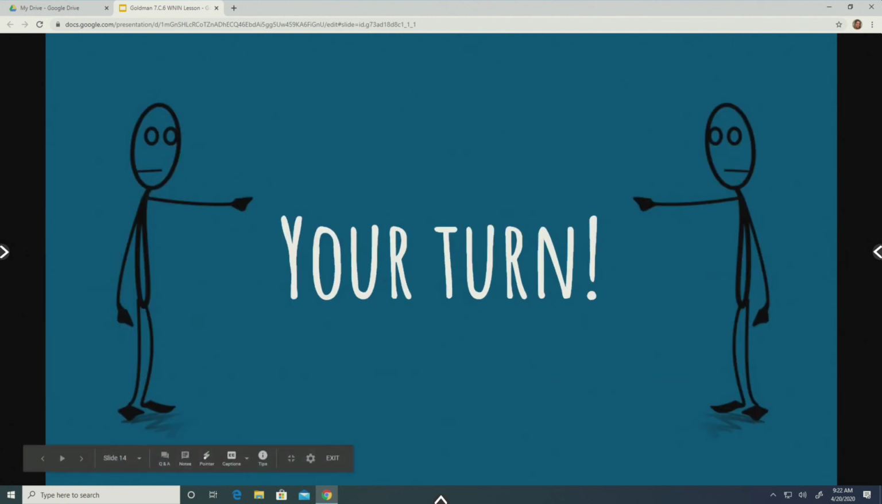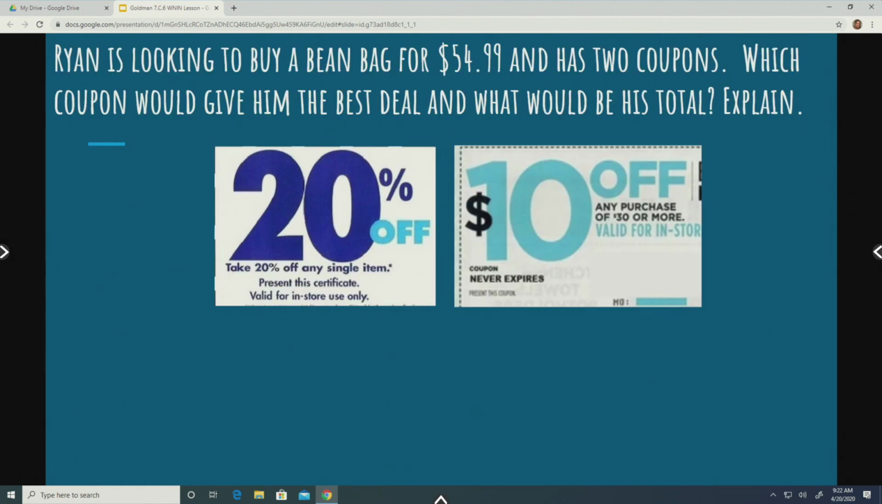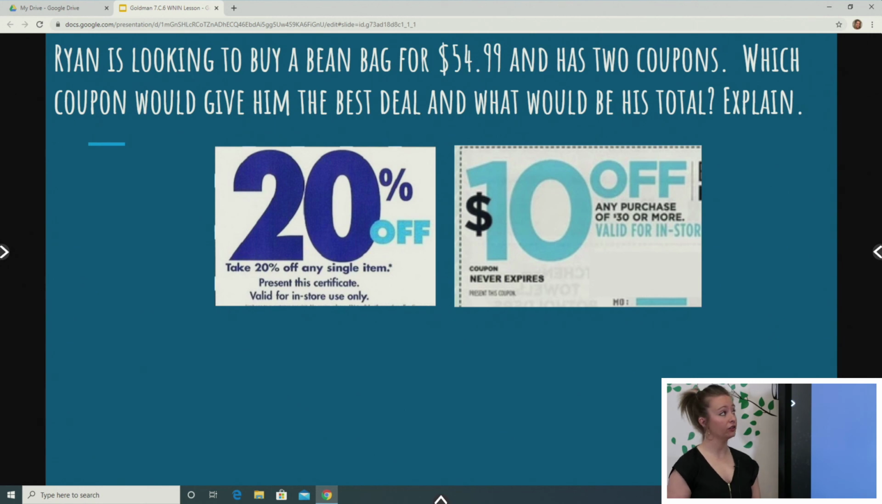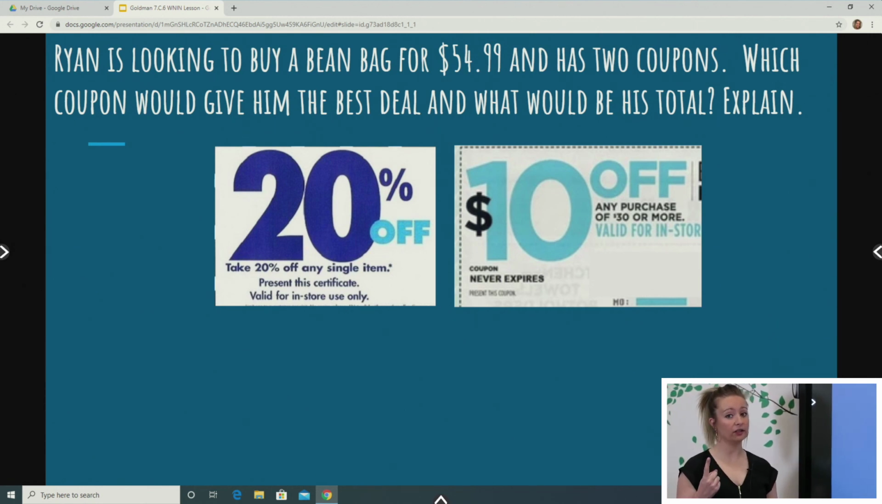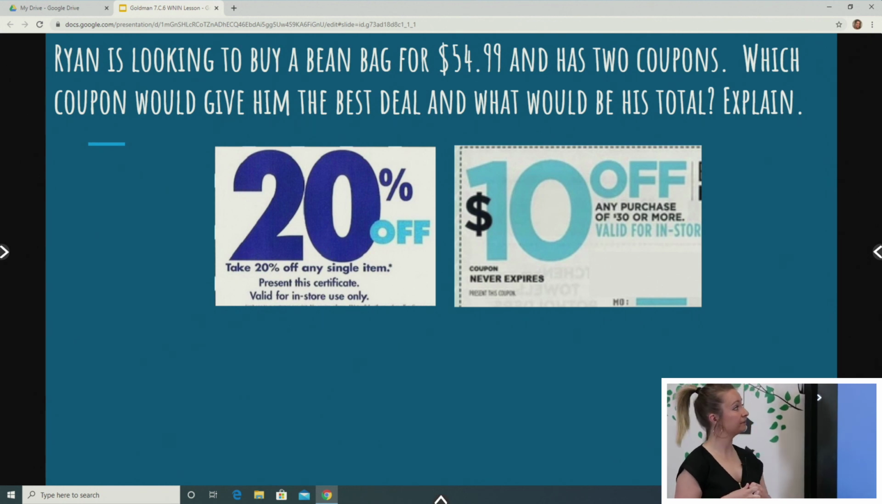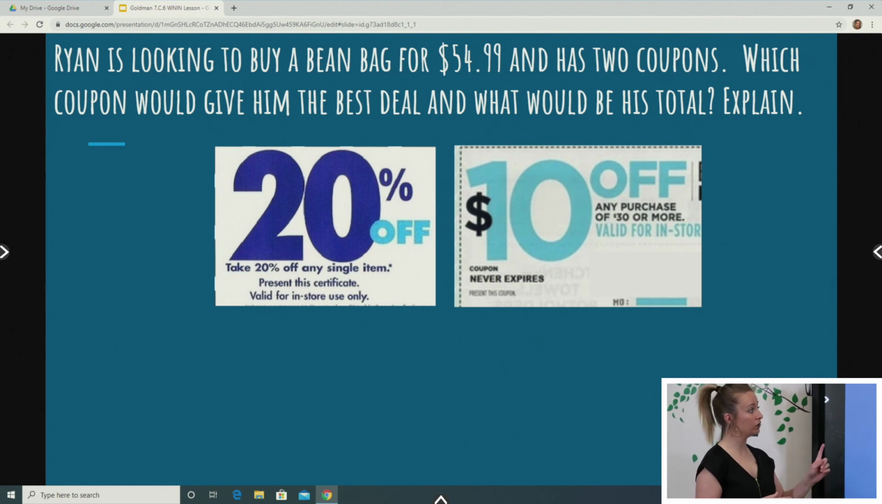Now it's your turn. I'm going to give you a chance to try some of these problems on your own. Ryan is looking to buy a beanbag for $54.99, and he has 2 coupons. He can only use one of these coupons because they can't be combined. Which coupon would give him the best deal, and what would be his total? And I want you to explain. I'll give you the next couple seconds to try to figure out which of these 2 would be the best deal to help him save the most money on his beanbag.